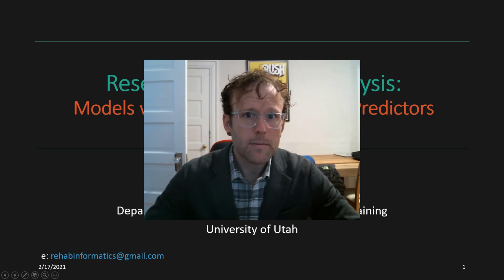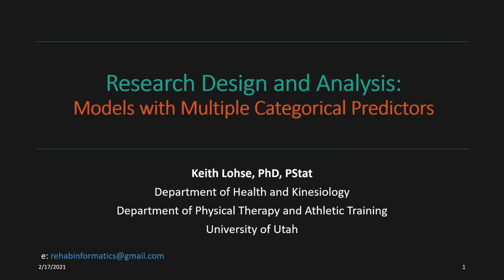This is our first video in a series where we're talking about models with multiple categorical predictors, and about one-way analysis of variance, where we have a single categorical factor that has multiple levels. So we have to be able to make a distinction between more than two groups in our statistical analysis.